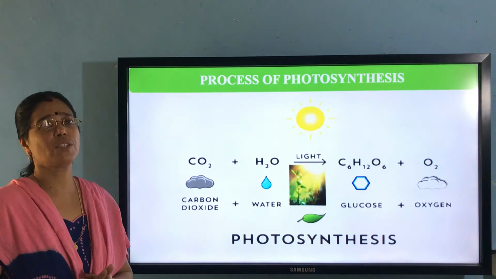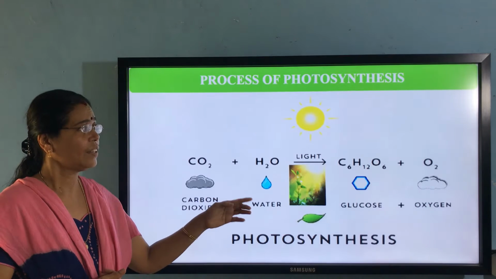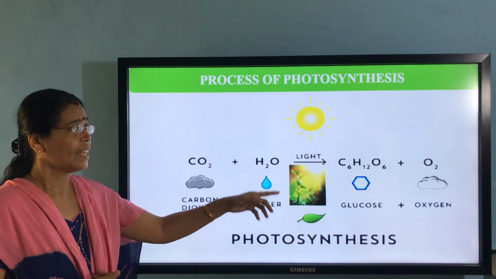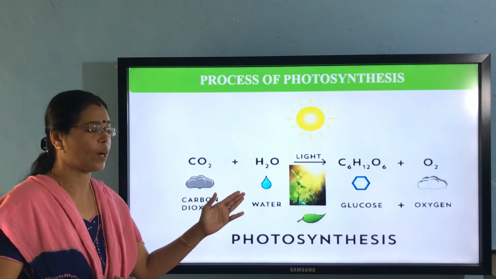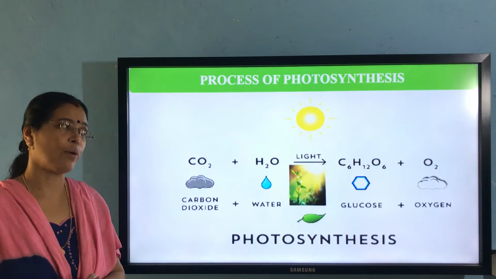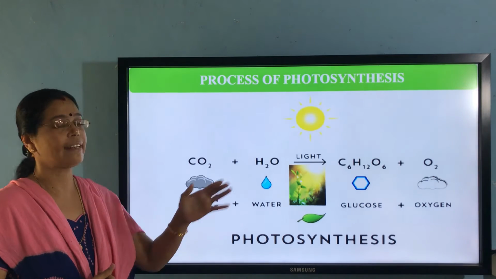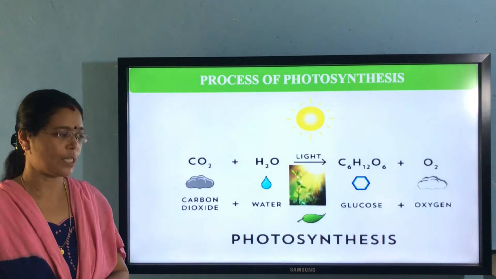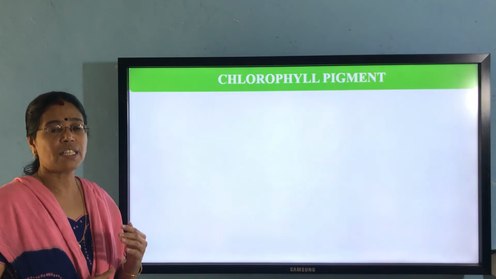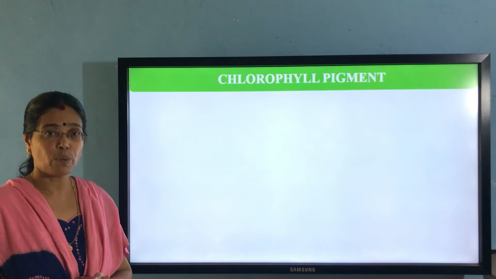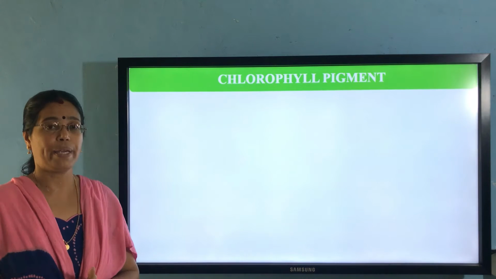Now, during photosynthesis, the green plant, with the help of chlorophyll pigment, traps the solar energy, uses carbon dioxide and water, and prepares a simple carbohydrate. During this process, it releases oxygen into the atmosphere. There is a role of many things in this process, like the chlorophyll pigment.